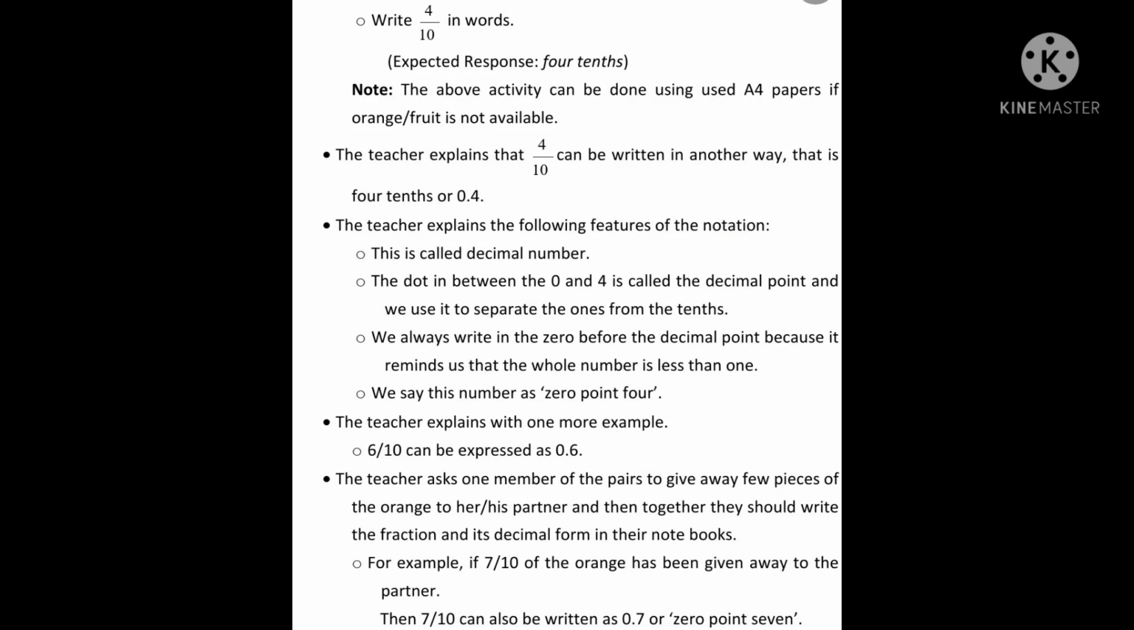Then the teacher explains with one more example, that 6 upon 10 can be expressed as 0.6. Then the teacher asks one member of the pairs to give away a few pieces of the orange to her or his partner, and then together they should write the fraction and its decimal fraction in their notebooks. For example, if 7 by 10 of the orange has been given away to the partner, then 7 by 10 can be written as 0.7, and in words also.